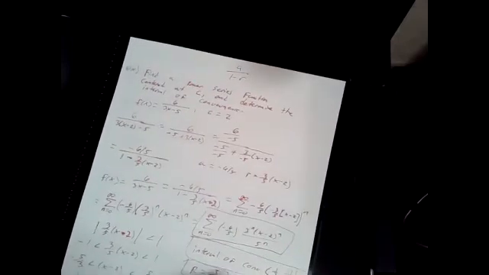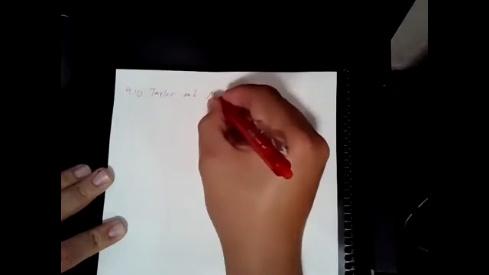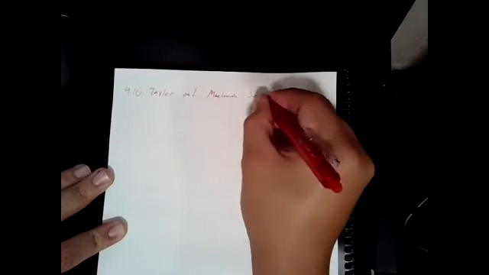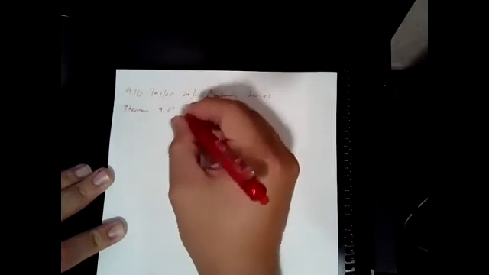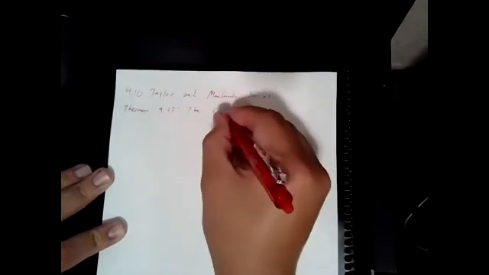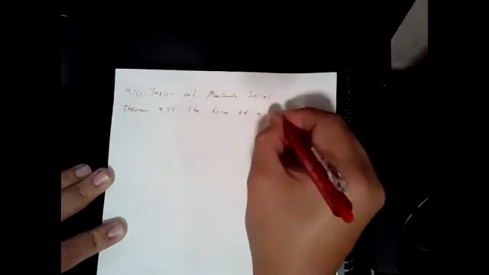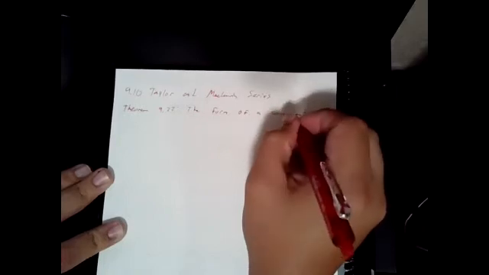All right. 9.10, Taylor and Maclaurin. So theorem 9.22, the form of a convergent power series.